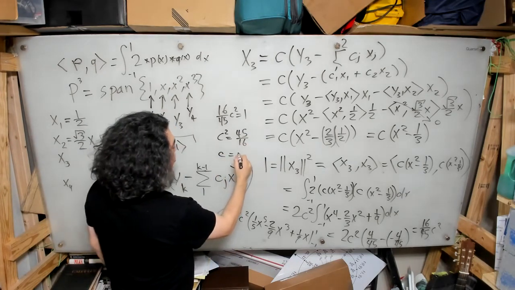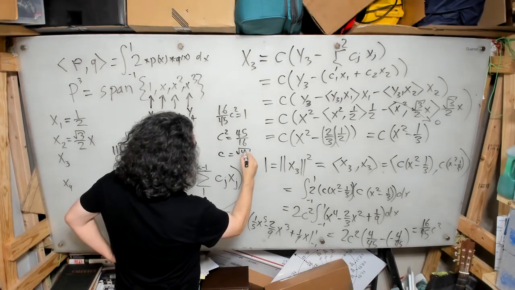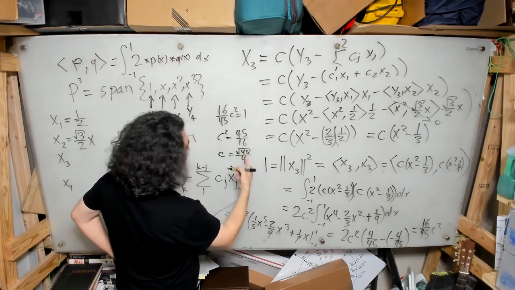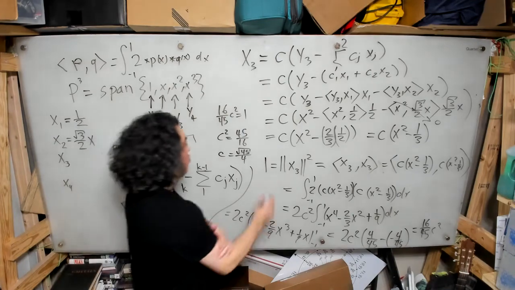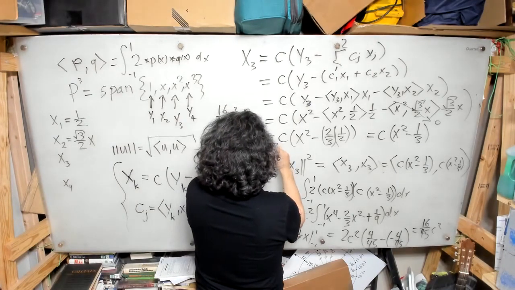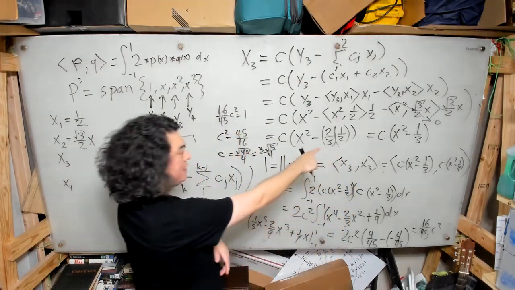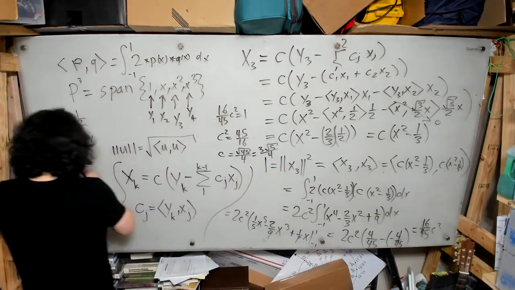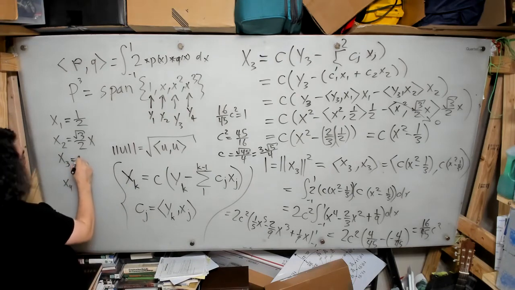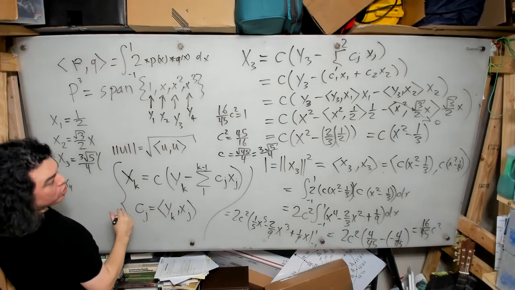So c is equal to the square root of 45 over 4. But 45 is 9 times 5, so it'll be 3 square root of 5 over 4. And so that's the c that's going to be in our expression here. Now I can put that over here. So it's going to be 3 square root of 5 over 4 times x squared minus 1/3.